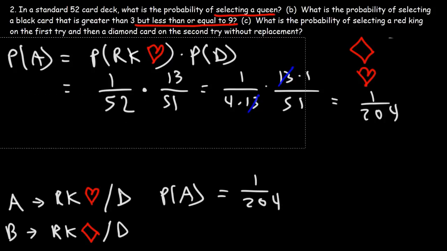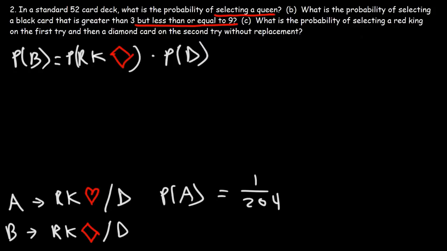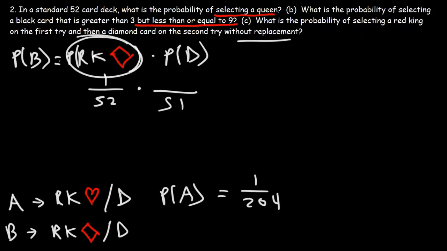Now let's focus on the other event, event B. So this is if we get a red king of diamonds. Let me put the probability of getting a red king of diamonds times the probability of getting a diamond card. So there's only 1 red king of diamonds out of the 52 cards. Now this is without replacement. Once we take that card out, there's 51 cards left. Now, there's 13 diamond cards. We took out 1 of the diamond cards, so there's 12 diamond cards left over. So the probability for the second event is going to be 12 diamonds out of the 51 cards that remain.